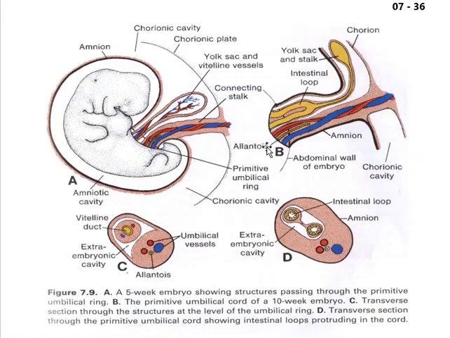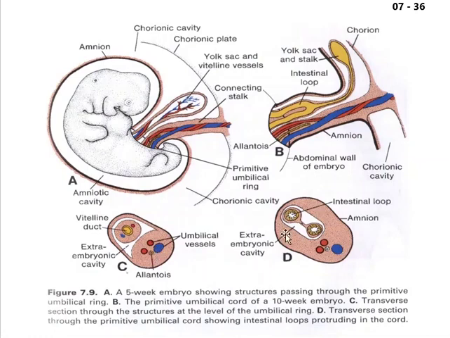here, including the intestinal loop with allantois and two umbilical arteries and a single umbilical vein. And this transverse section shows structures at the level of the umbilical ring, including vitelline ducts and vessels. And here we have two umbilical arteries and a single umbilical vein and allantois.